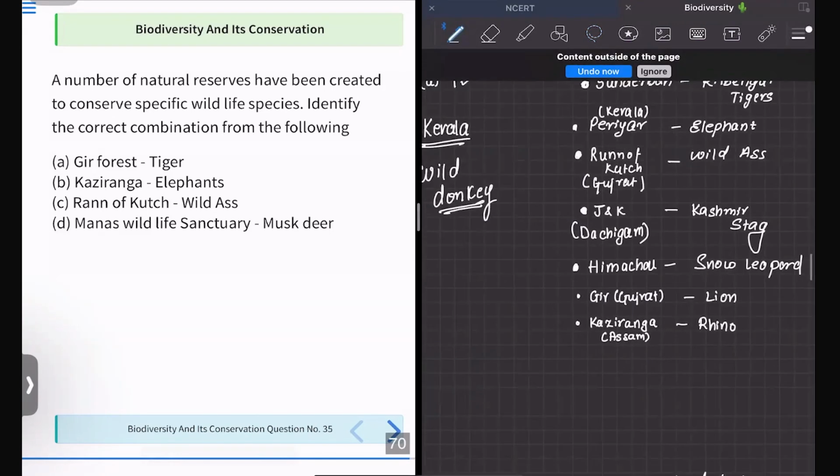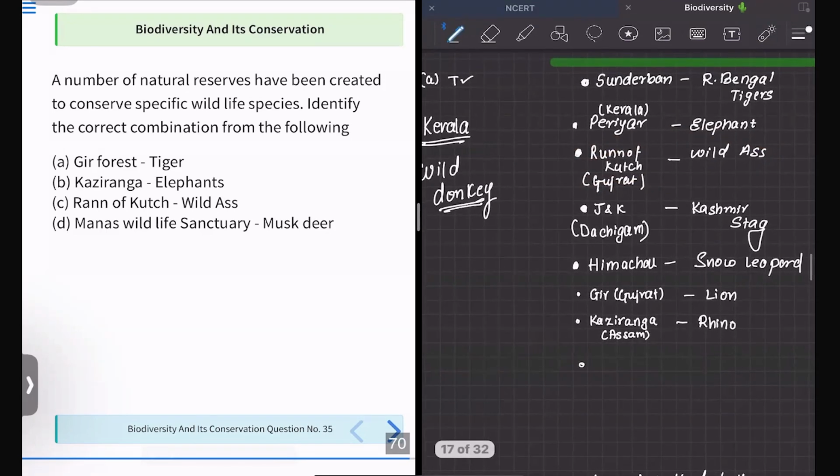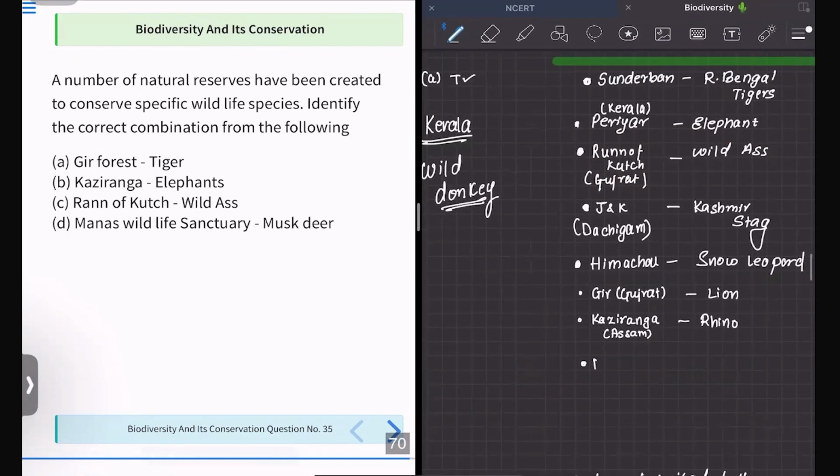And let us see option number C. Option C is saying Run of Kutch is famous for wild ass. So yes, option C is correct. Ultimately we have option C as the potential correct answer for this question. But let us also see option number D. Option D is saying Manas Wildlife Sanctuary. So add this to your list. Manas Wildlife Sanctuary is also in Assam and is famous for its rhino plus elephant.